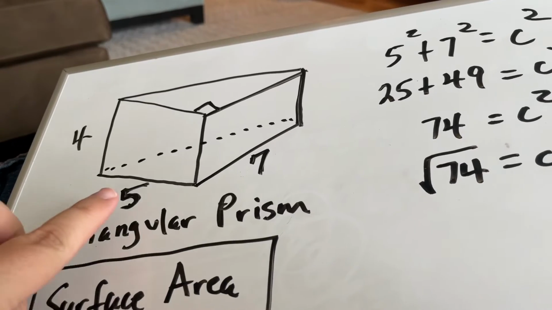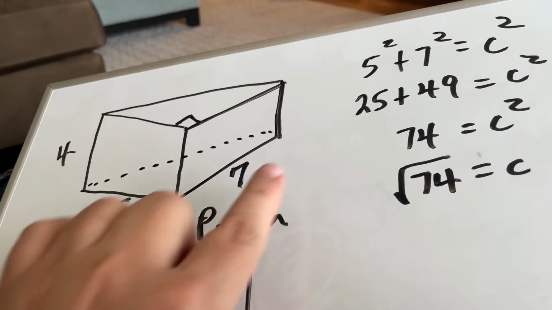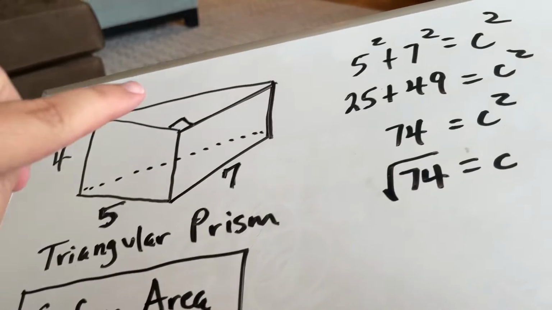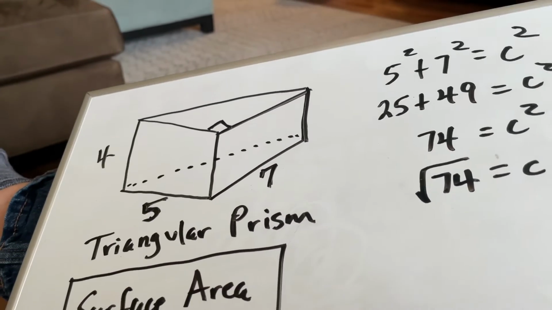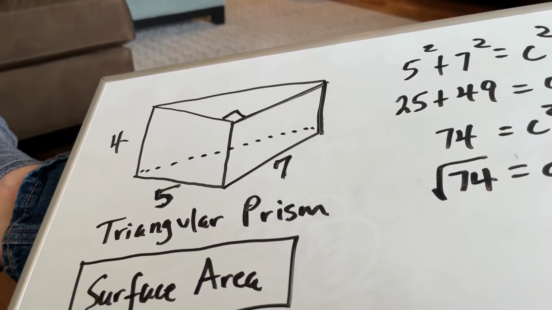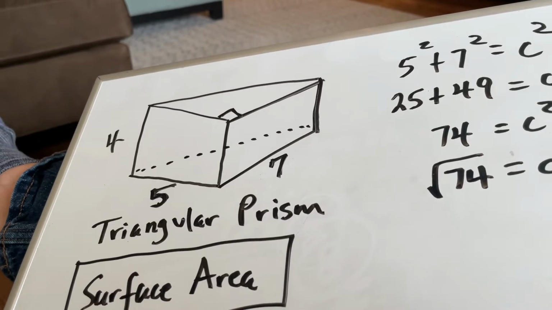Let's talk about surface area as it relates to a triangular prism like this one drawn here. So this is 5, this is 4, this is 7. We don't know what this hypotenuse is of that right triangle up there. We're going to have to calculate that later. There's two ways to do it.